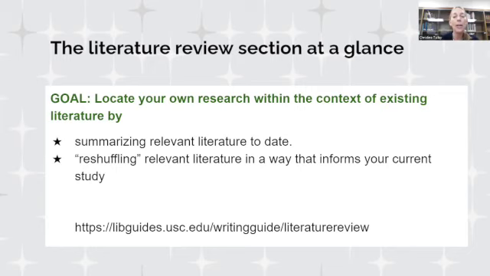So we're going to look at that in a minute a little bit more specifically, but how this plays out, how we might locate our own research within the context of existing literature could happen in two ways, and usually does happen in two ways, regardless of the publication. One would be, of course, there's some kind of a summarization of relevant literature to the project.